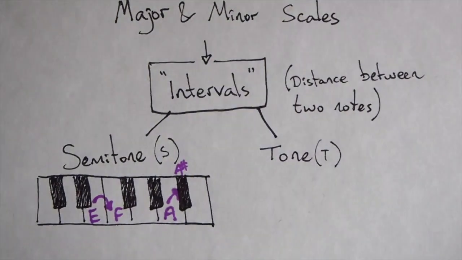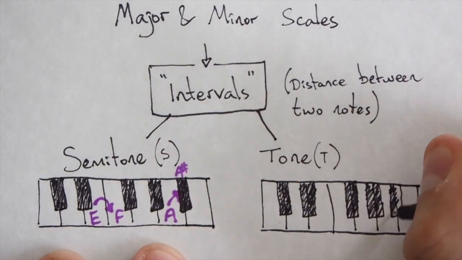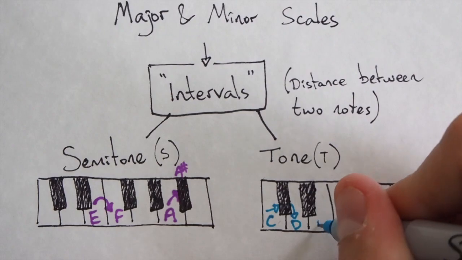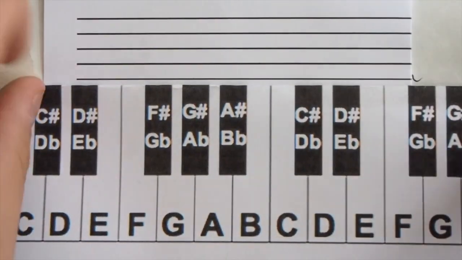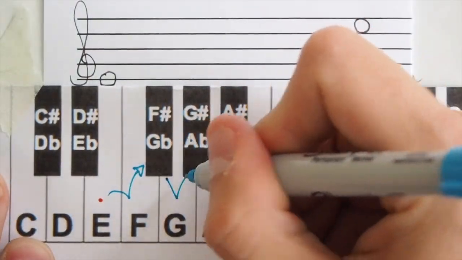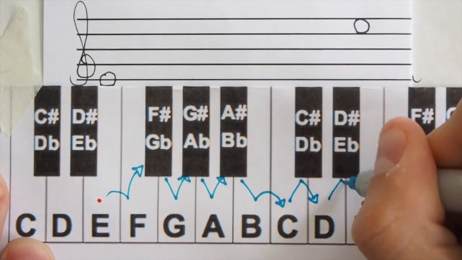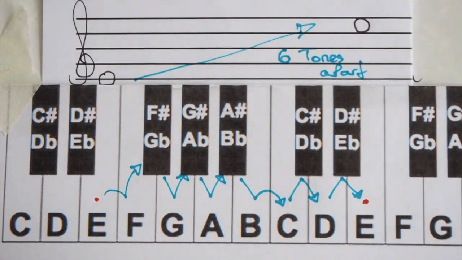The next largest interval is the tone, aka a whole step. There are two semitones to a tone, or two half steps to a whole step. Take the two same notes. How many tones are between them? 1, 2, 3, 4, 5, 6. We'll label tones T. Okay, now you're happily reminded of semitones, S, and tones, T.